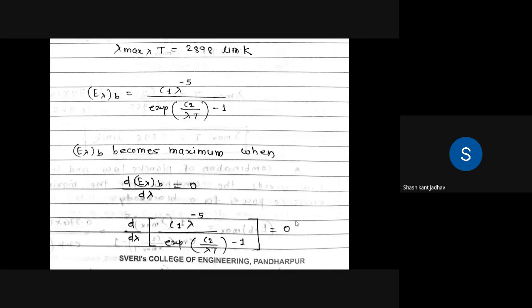Okay. So we know the equation for the spectral emissive power of a black body is equal to C1 lambda raised to minus 5 divided by exponential of C2 divided by lambda T, bracket complete, minus 1. मगाशीच आपण प्लँक्स लॉ मध्ये बघितलेला आहे. What is the equation for this Planck's law? E lambda b is equal to C1 lambda raised to minus 5 divided by exponential of C2 divided by lambda T, bracket complete, minus 1. Okay, so this spectral emissive power of a black body is maximum.